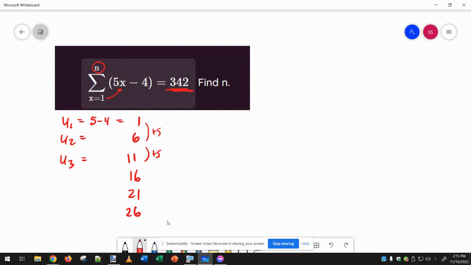But the problem is I'm adding all these numbers up and they're going to equal 342 at some point, and I don't know how many there are. So this kind of method isn't really going to be very good.